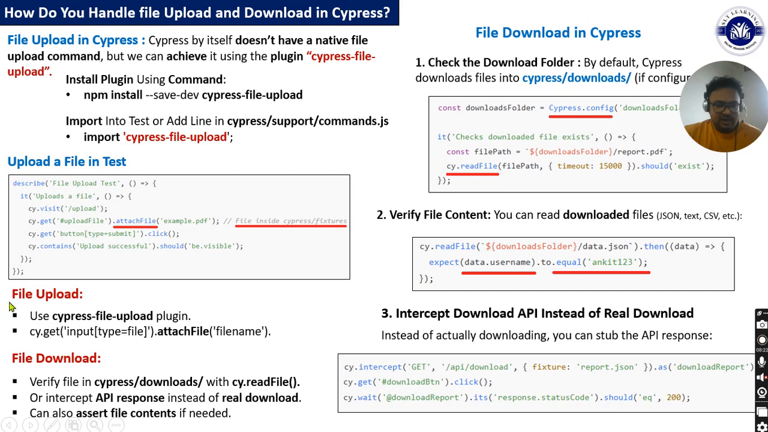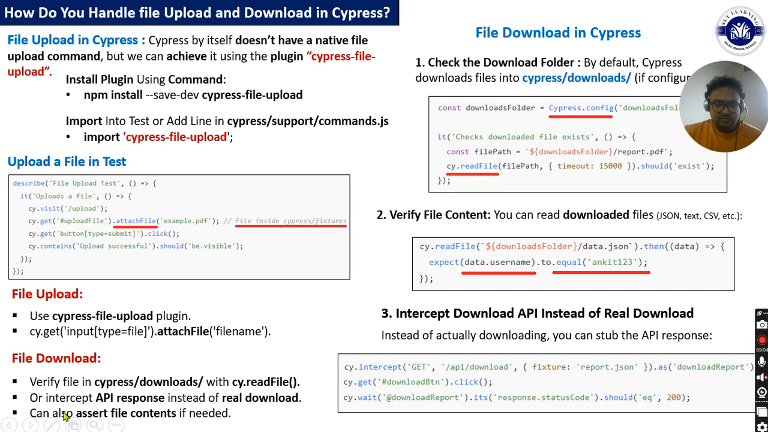Remember a couple of things. For file upload, use the cypress-file-upload plugin, cy.get input, attachFile and give the file name. Very simple. And you also need to remember this file should be present under the Cypress fixtures folder, otherwise it will say file not found. And for file download, verify the file in the download folder after you click on the download button. Use the cy.readFile command, or intercept the API response instead of a real download and just check the response code is 200.